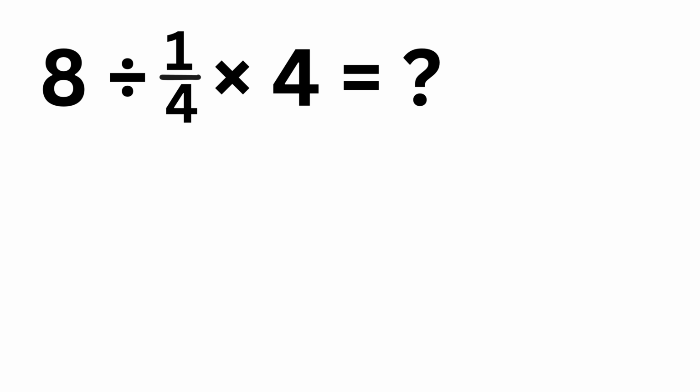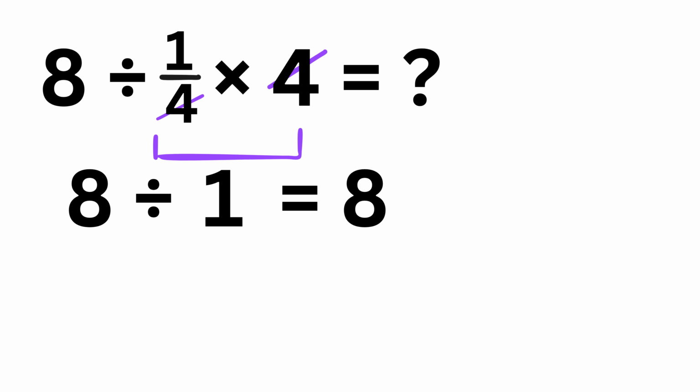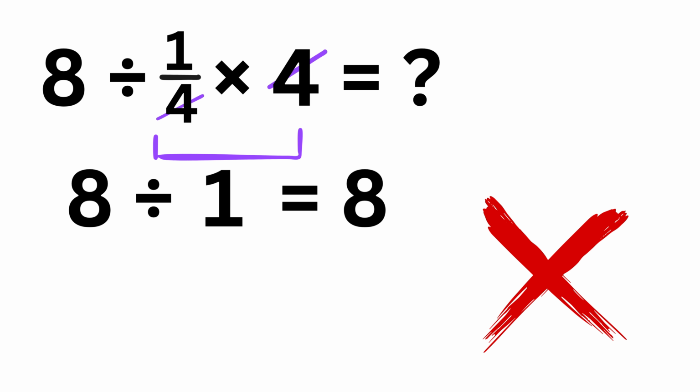8 divided by 1 over 4 times 4. We can cancel this 4 and this 4, which will give us 1. And then 8 divided by 1 gives us 8. But this answer is incorrect.